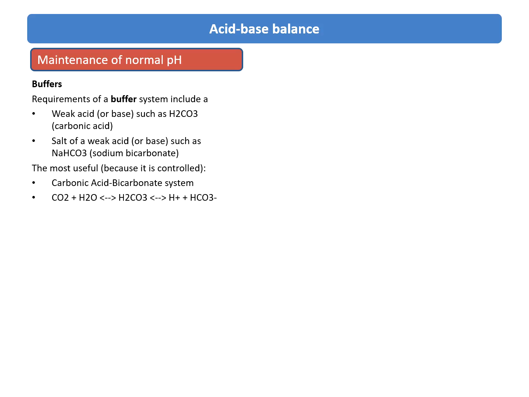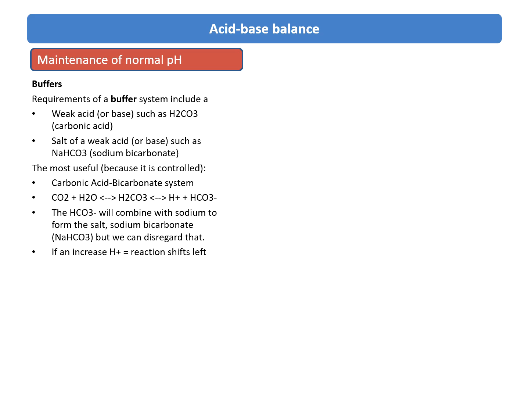Remember, carbon dioxide mixes with water to form carbonic acid, which then ionizes into hydrogen ions and bicarbonate ions. The bicarbonate ions will combine with sodium to form the salt, sodium bicarbonate, but for our purposes we can disregard this. If an increase in hydrogen ions occurs, the reaction shifts to the left. If a decrease in hydrogen ions occurs, the reaction shifts to the right.